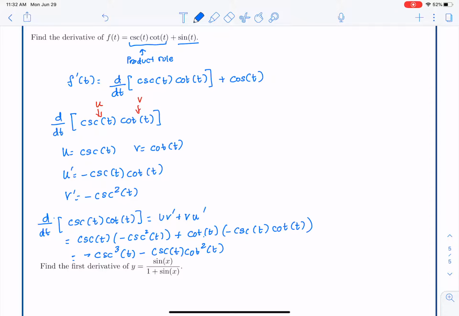Don't forget that that is not the answer. That is just the derivative of that part. So we have to plug it back in. So we already have it here. So negative cosecant cube t, negative cosecant t, cotangent squared t plus sine t would be the final answer.